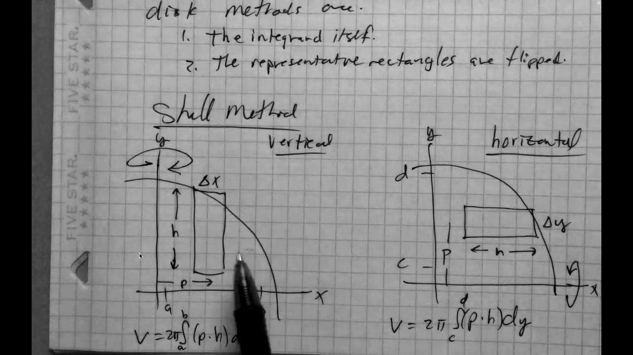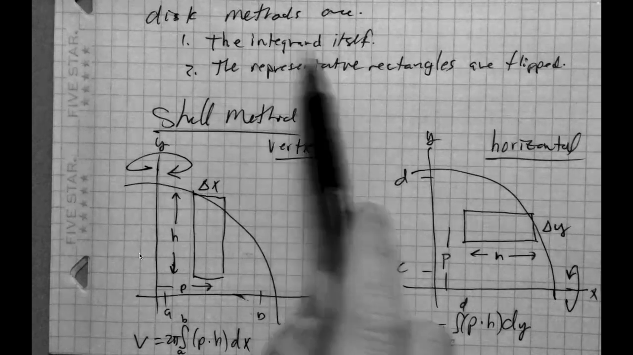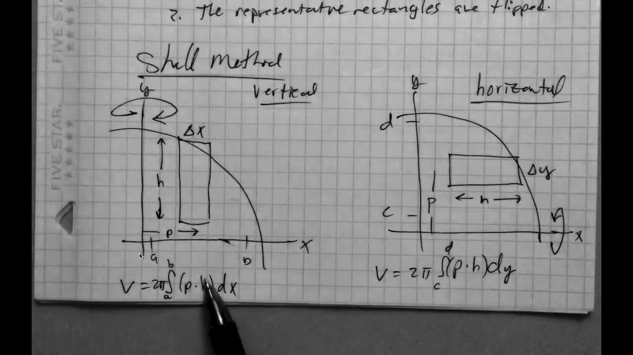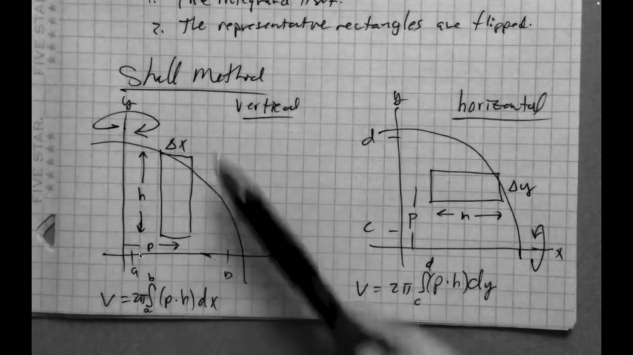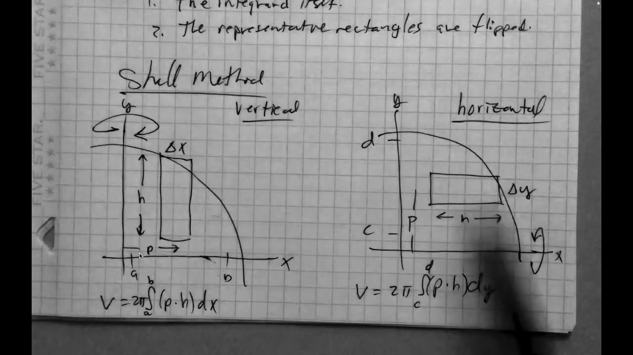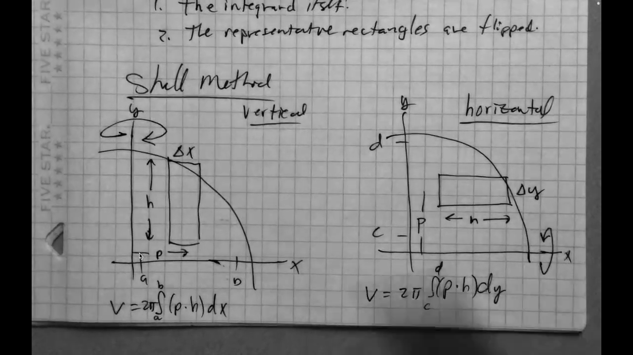And then, of course, that is going to bleed into how the integrand itself is structured, right? So here you've got a P times H. Up here you've got an outer radius squared minus inner radius squared. So that all is a consequence of orienting the representative rectangles differently with respect to the axis of rotation. Okay, very good. Now I know that's a lot to remember, so what I would recommend is take really good notes on that, have good examples that you can look at if you're taking tests on this.